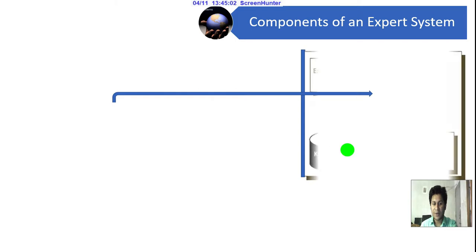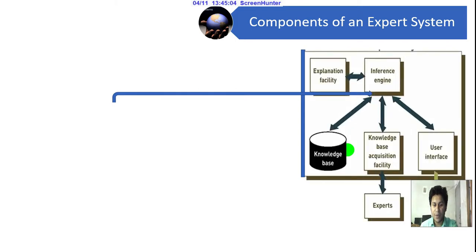Components of an expert system. In general, an expert system includes the following components: a knowledge base, an inference engine, an explanation facility, a knowledge acquisition facility, and a user interface. The knowledge base may represent facts about the world. An expert system consists of a collection of integrated and related components, including a knowledge base, an inference engine, an explanation facility, a knowledge acquisition facility and a user interface.